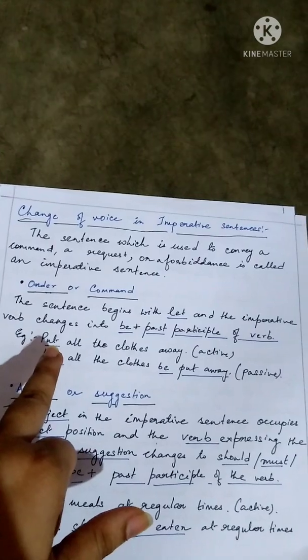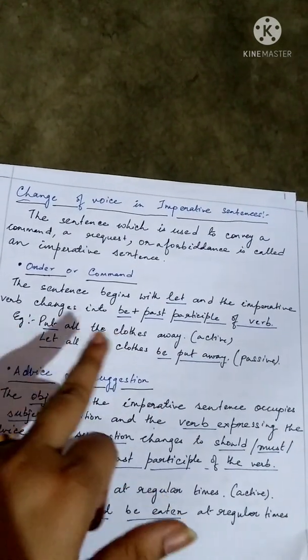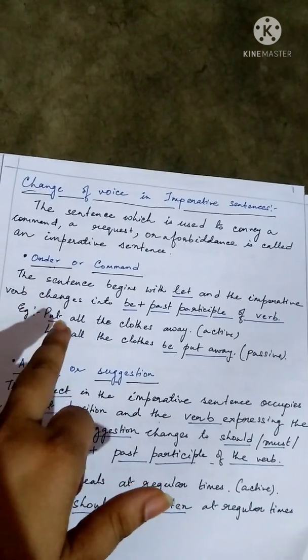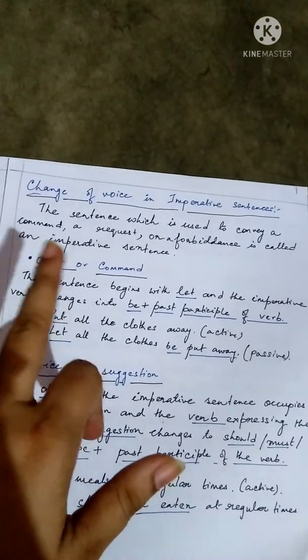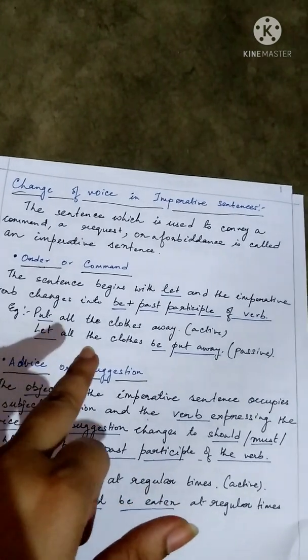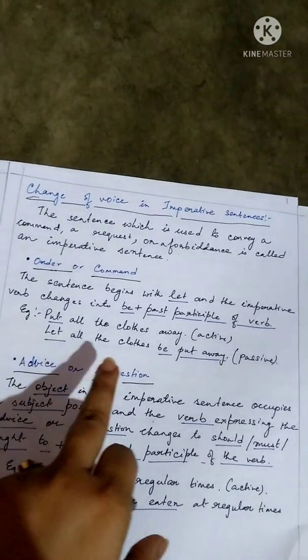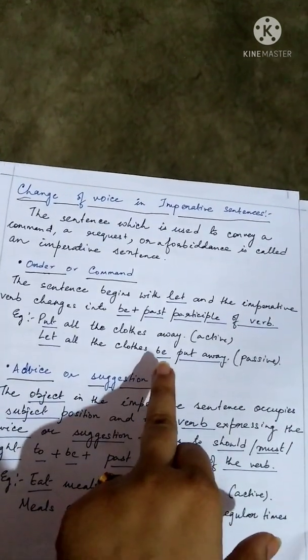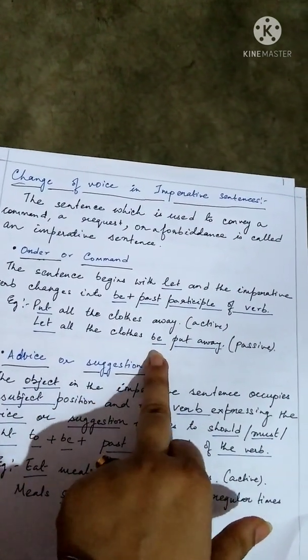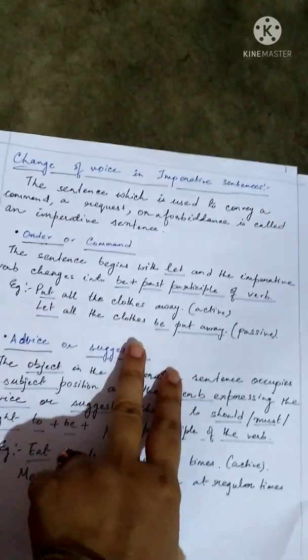Let's see an example. Put all the clothes away. So this is a command or order. When this is getting changed into passive, we are starting with "let". Let all the clothes be put away. So "let" over here, and the imperative verb changes into "be put away". So "be" plus the participle form of the verb.